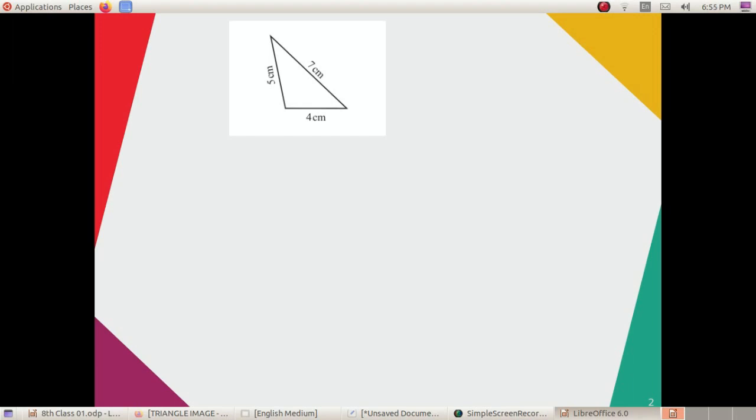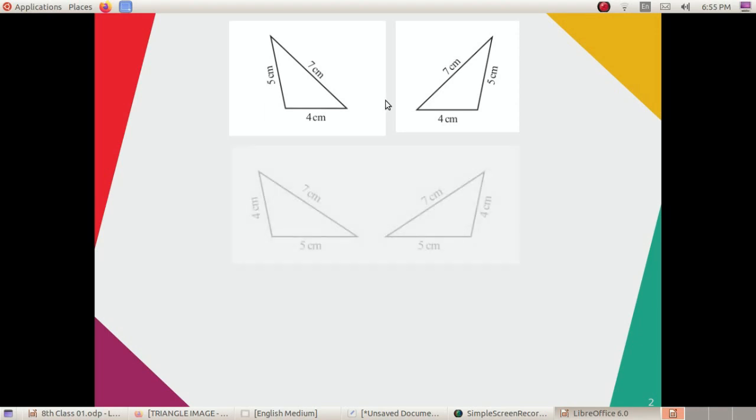Do you remember? Just draw an arc of radius 5 centimeters from the left side of the base and draw another arc of radius 7 centimeters from the right end of the base. Then join them. Then you will get this triangle. Now look at the triangle on the right side. The sides are the same, 4 centimeters, 5 centimeters and 7 centimeters. But the position of the sides is different. But the length of the sides is the same.